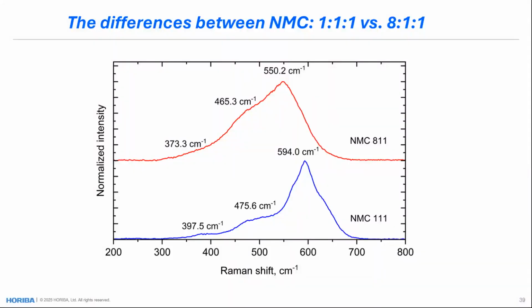Now, if you're looking at the differences between 111 and 811, you can see the spectra are remarkably different. The main peak on the 111 is 594, but on the 811 it is 550. So in this case, you can really differentiate the 2 materials, or the conversion of one material to another.